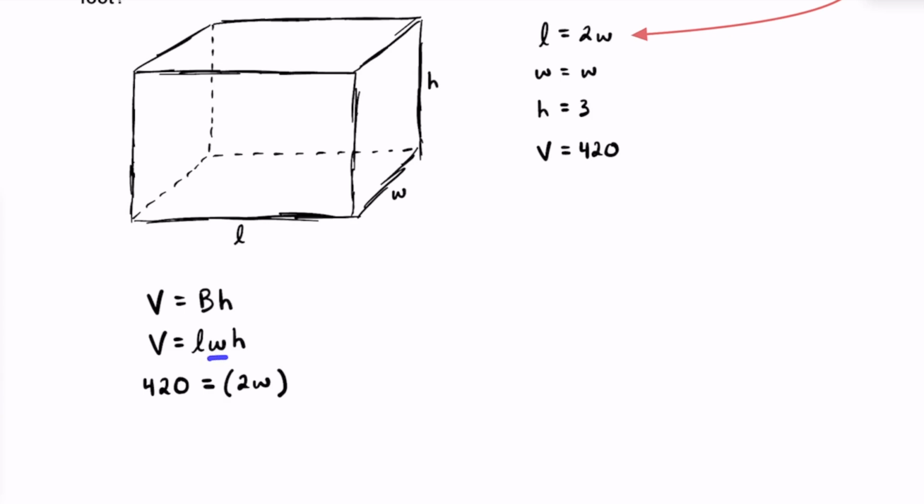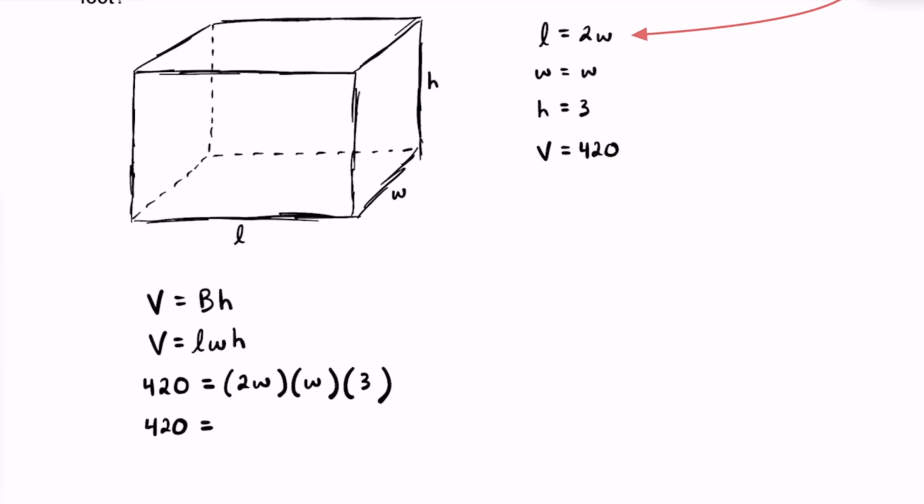As for this W, well, we don't know what W is. The width is just going to be W. So let's go ahead and just substitute in W for W, or just copy that. And then finally for the height here, remember we were told that the height of this is going to be 3. So let's go ahead and just substitute in the value of 3 for the height. Alright, so we have an equation here, and we have just one variable, so this is going to be a little bit more straightforward to solve.